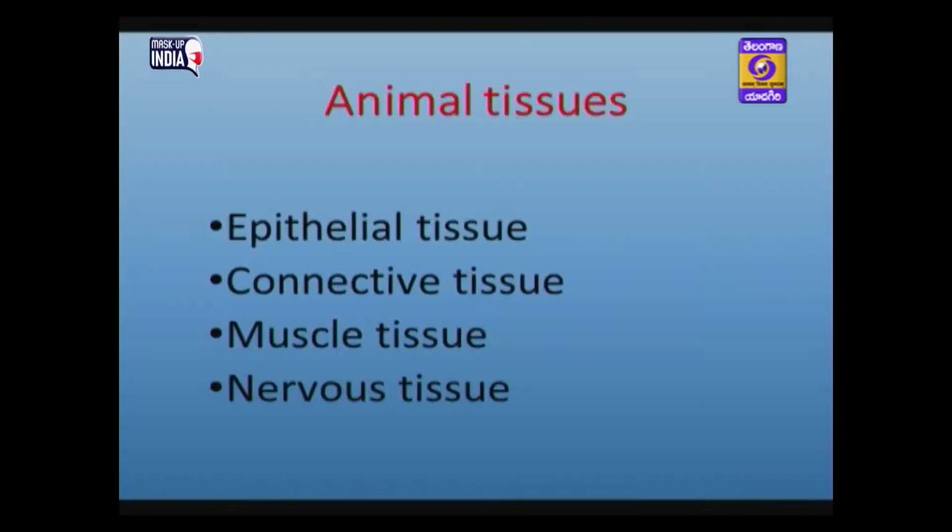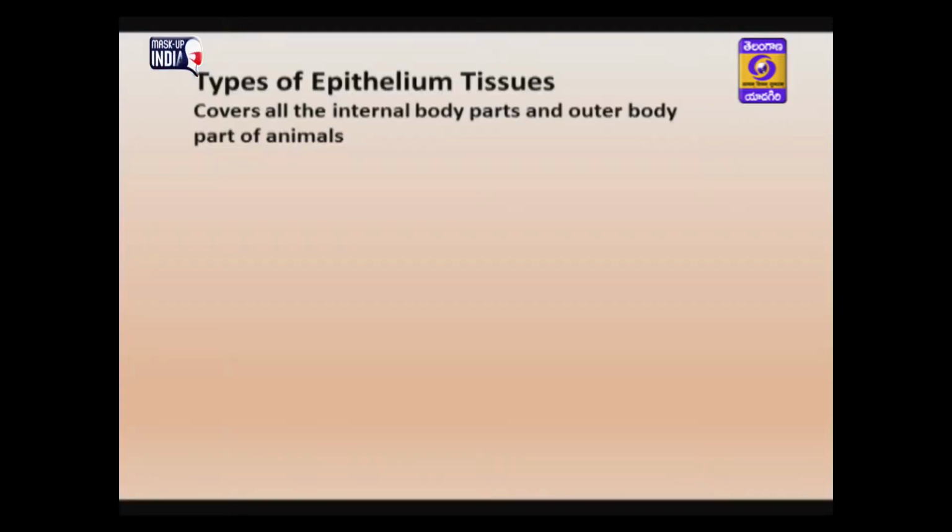Now, we shall learn about animal tissues. Animal tissues are of four types: epithelial tissue, connective tissue, muscle tissue and nervous tissue. First, we will learn about the epithelial tissue. This epithelial tissue covers all the internal body parts and the outer part of animals.